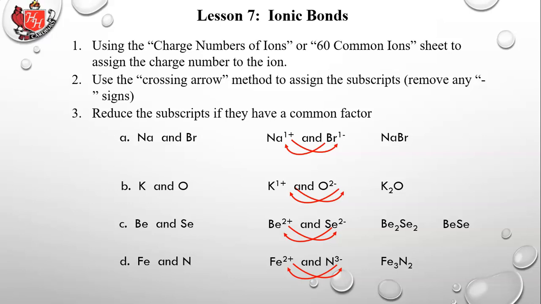So the crisscrossing arrows is just a simple way to know how to put 2 ionic elements together to form an electrically neutral ionic bond. Ionic bonds must be electrically neutral. They can't have a charge on them.